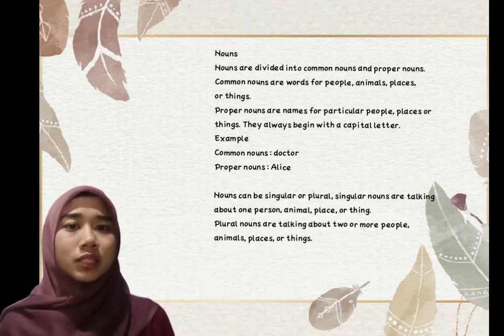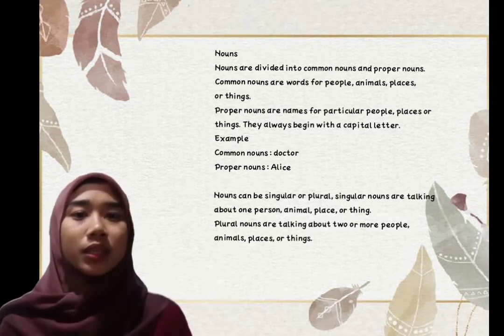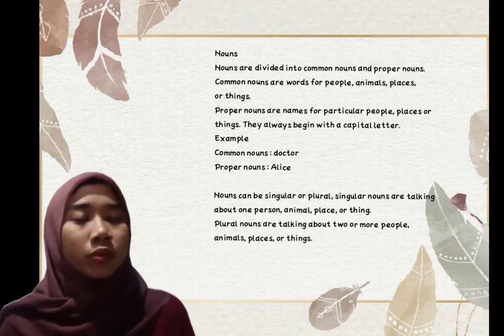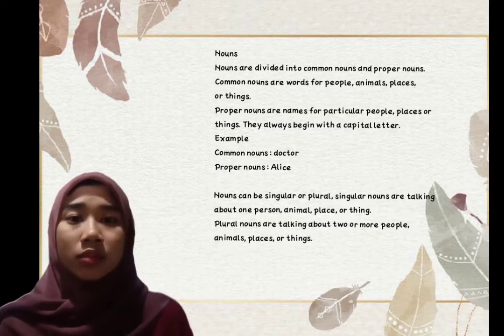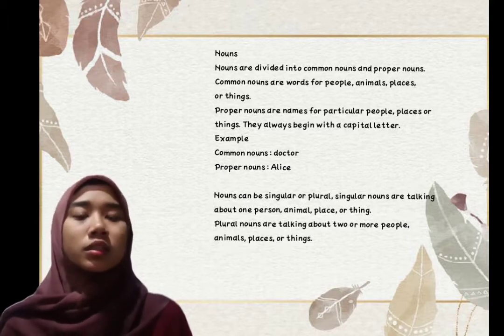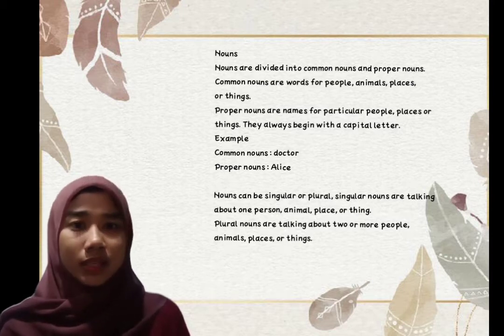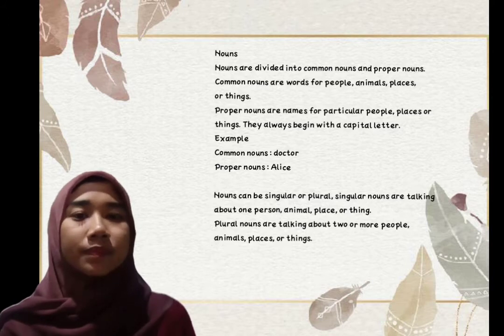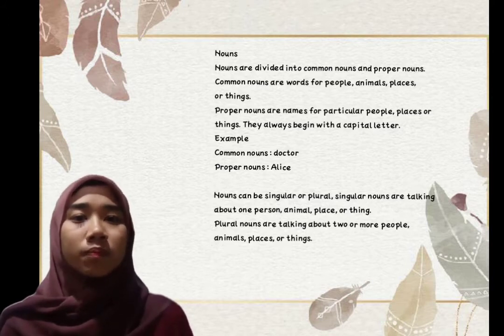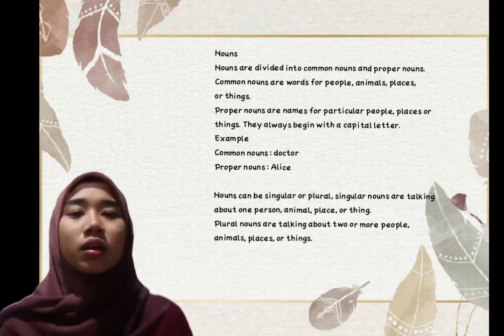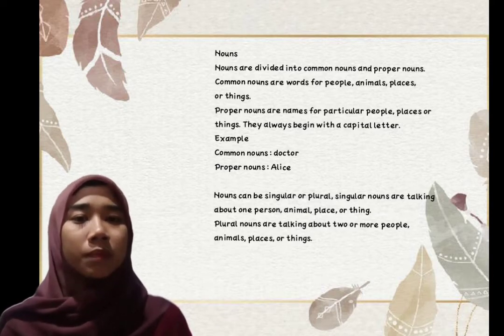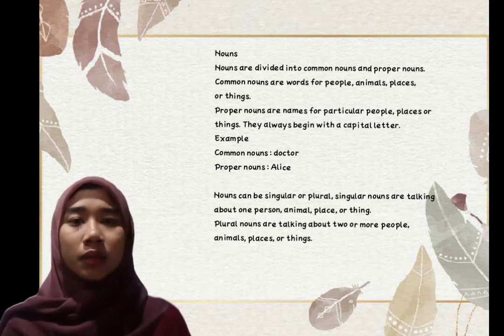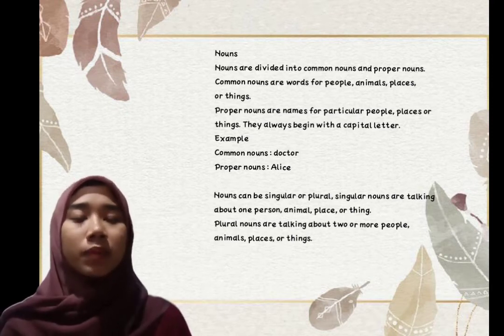For example, next to this, nouns can be singular or plural. Singular nouns are talking about one person, animal, place, or thing. Plural nouns are talking about two or more people, animals, places, or things.